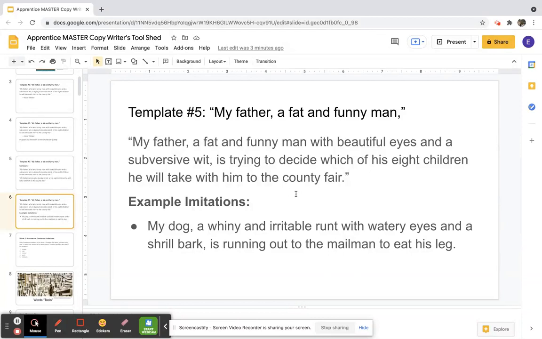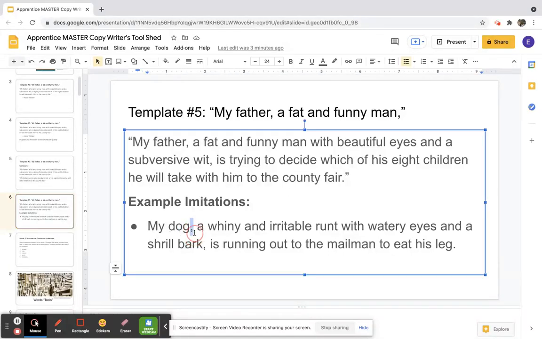So let's try some example imitations. My dog, comma, and so we have the subject and then insert a comma, and then we start thinking about characteristics. How are we going to describe this dog? A whiny and irritable runt with watery eyes and a shrill bark. And then I close out the comma because I'm done with the description. And what is the dog doing? My dog is running out to the mailman to eat his leg. And so we follow that same structure, my father, a fat and funny man.